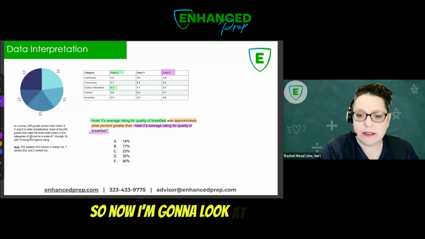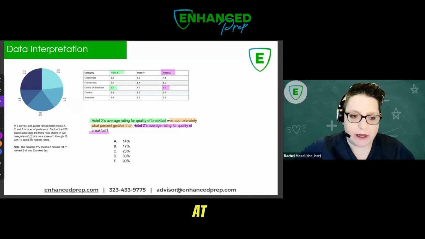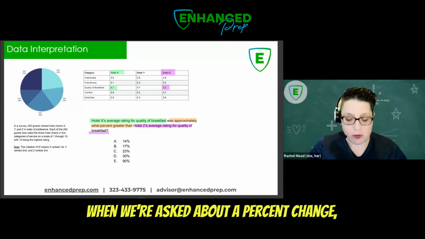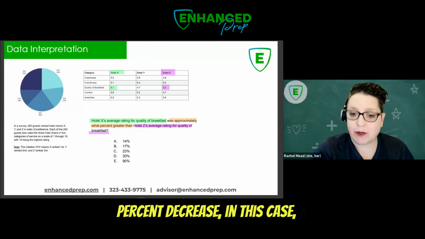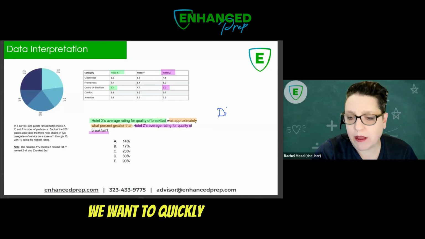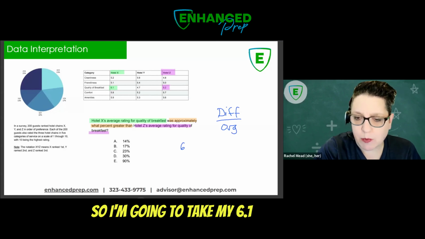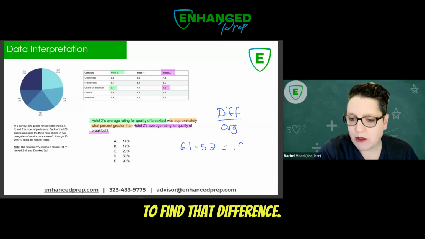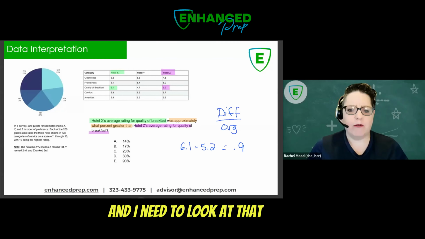So now I'm going to look at Z and I see for my quality of breakfast, it is coming in at 5.2. When we're asked about a percent change, whether that's a percent increase, a percent decrease, in this case, a percent greater, we want to quickly remember that that's going to be the difference over the original. So I'm going to take my 6.1 minus my 5.2 to find that difference. So my difference is 0.9. And I need to look at that over the original.